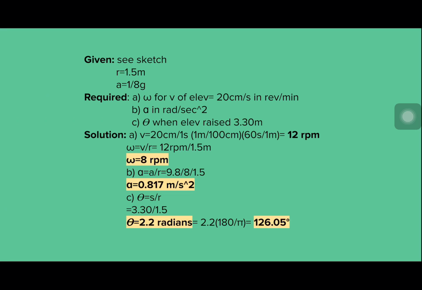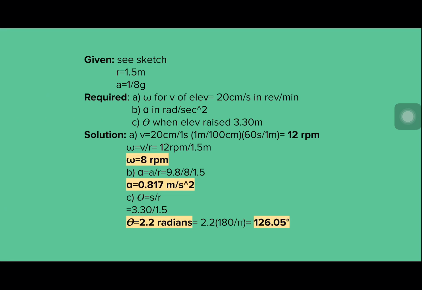So for our solution, we're going to start off by changing it to the right measurements. So we have 20 centimeters over 1 second times 1 meter over 100 centimeters. This will cancel out the centimeters, and then multiply by 60 seconds over 1 minute, so we can express the answer in RPM, which gives you 12. Now we have omega equals v over r. This is the equation that we use to relate linear motion to rotational motion. So we already have our v, which is the velocity of the elevator, 12 RPM, over our radius, 1.5 meters, which will give you a final answer of an angular velocity of 8 RPM.